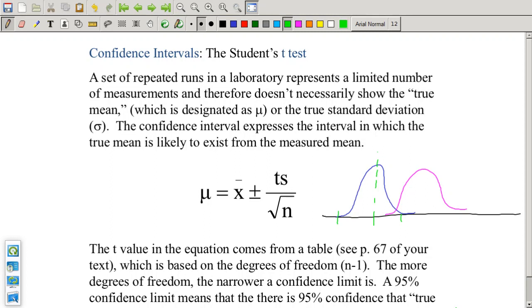So typically what we do is we either use 90 or 95% confidence. I'd say for most measurements, unless you're told otherwise, use 95% confidence. And so one of the ways we could calculate this interval that I've marked out in green is using this equation. The average plus or minus t times the standard deviation divided by the square root of the number of measurements. Okay, now where do you get that t value? It comes from a table.